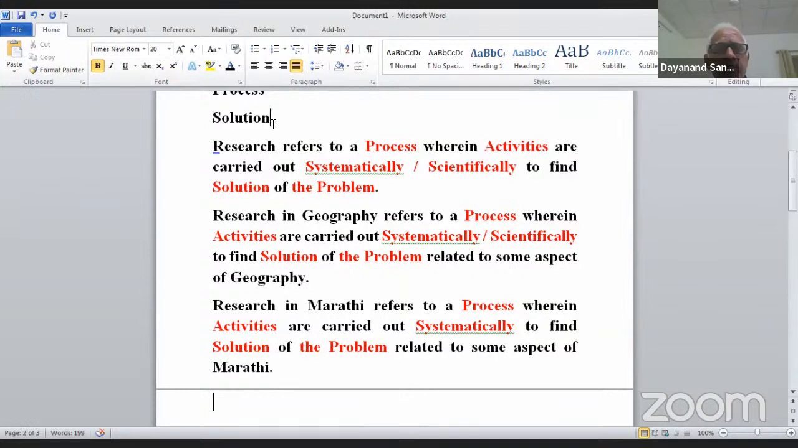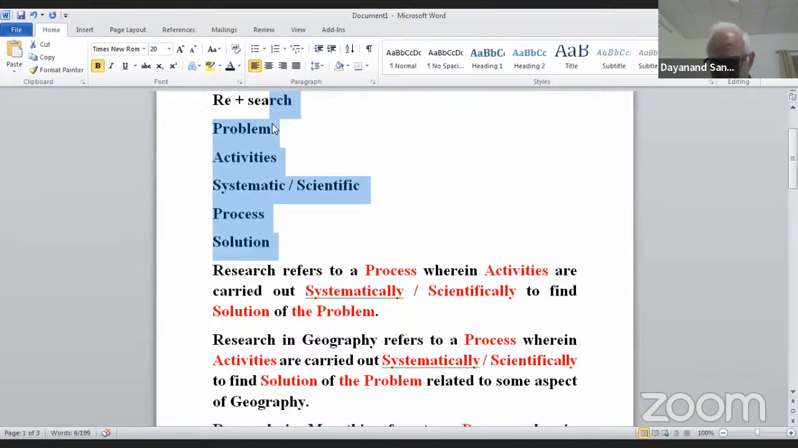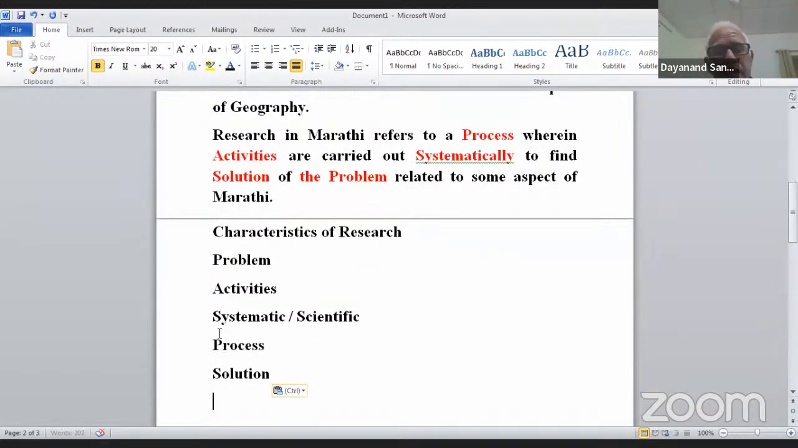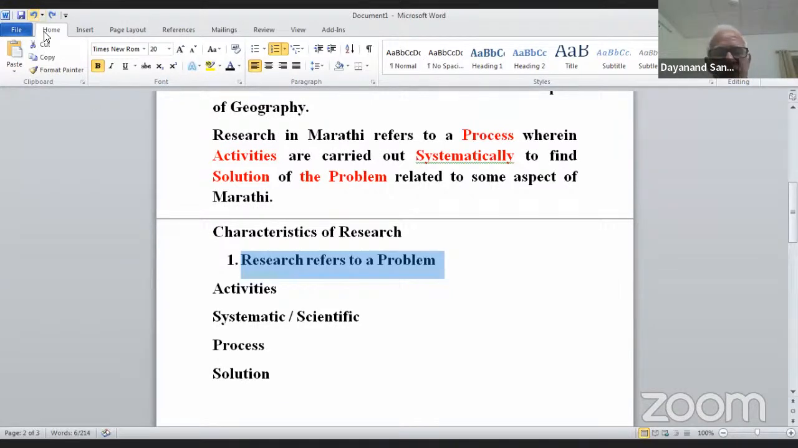Okay. Now I go to the characteristics. So I'm now telling you the characteristics of research. These are the general characteristics, because you do research in any subject, the characteristics will remain the same. So one of the characteristics is that research refers to a problem. So I have used the word problem. This is one characteristic of research.